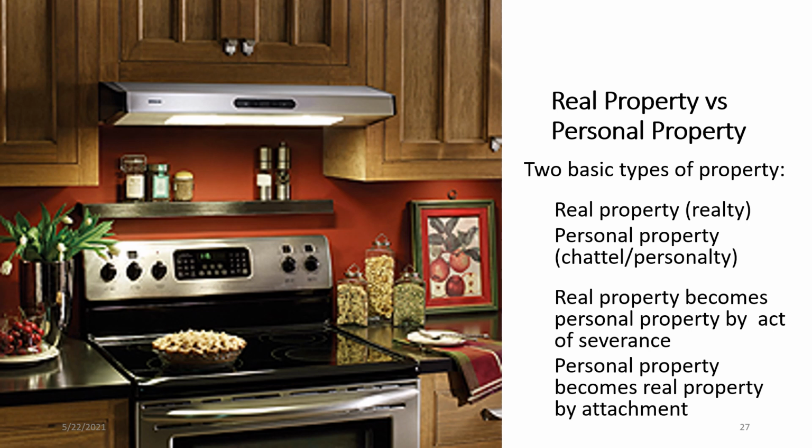There are two basic types of property. You have real property and personal property. The word realty is where real property comes from. Personal property is also known as chattel or personalty. Now, real property becomes personal property by act of severance, and personal property becomes real property by attachment.